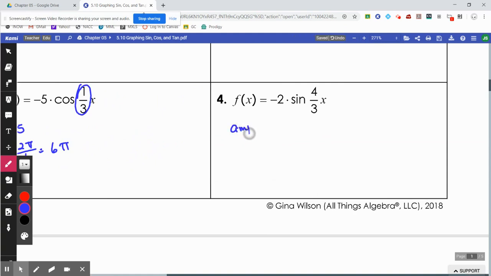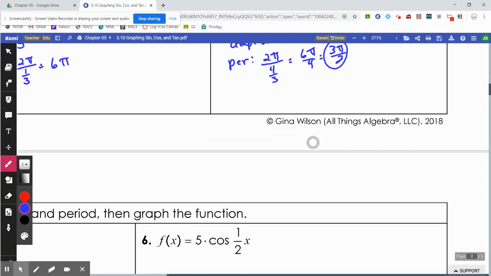Next one, the amplitude is going to be the absolute value of this number. So in this case, the amplitude is going to be 2. The period is going to be 2 pi over any transformation in front of the x, which would be 4/3. Flip and multiply, you get 6 pi over 4 or 3 pi over 2 when you reduce it. So there's your amplitude and period.